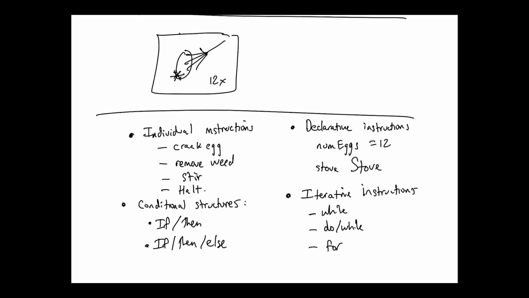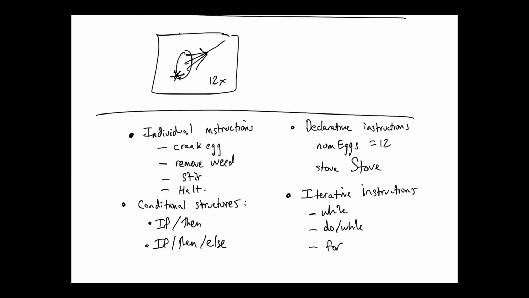For would be like we had 12 eggs, cracked 12 of them. And then do while is, not all languages have a way to represent that, but the basic idea is you start doing something and then you check whether or not you want to continue doing it. But the assumption is that you start the procedure no matter what.